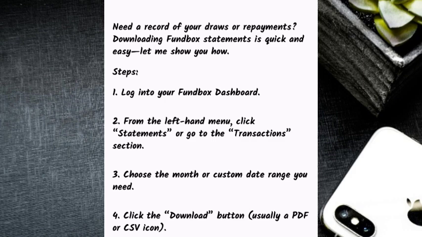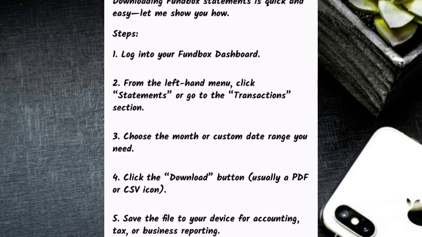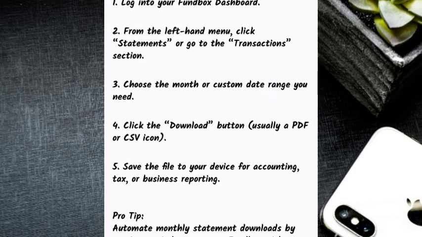There you're going to choose the month or a custom date range that you need. And once you have it, click the download button, and you can usually download a PDF or a CSV file. Now just save the file to your device for accounting, tax, or business reporting purposes.